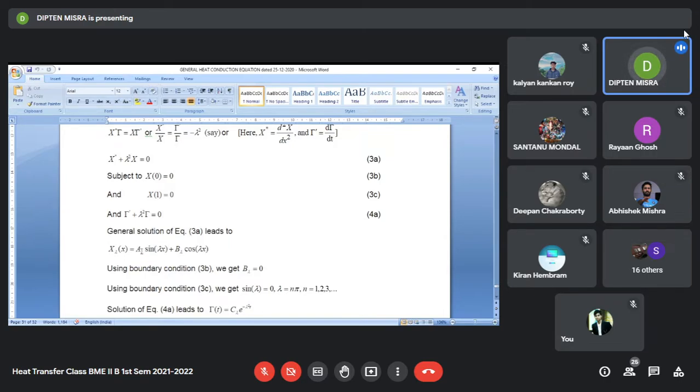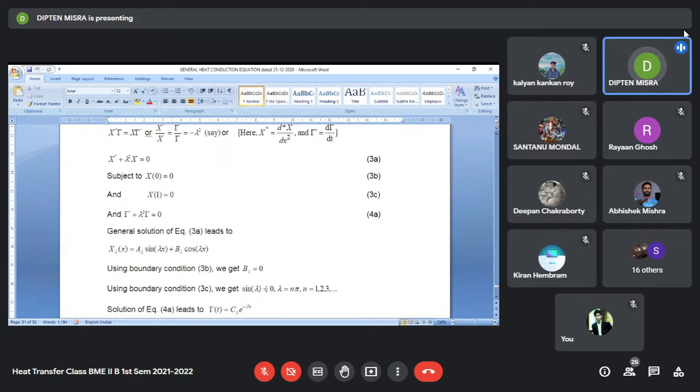Now if A_λ becomes equal to 0, then the whole equation vanishes. B_λ is already not there, so if A_λ becomes equal to 0, then there is nothing left. We cannot have any solution. So A_λ cannot be 0. The only way possible is that sine λ has to be equal to 0.